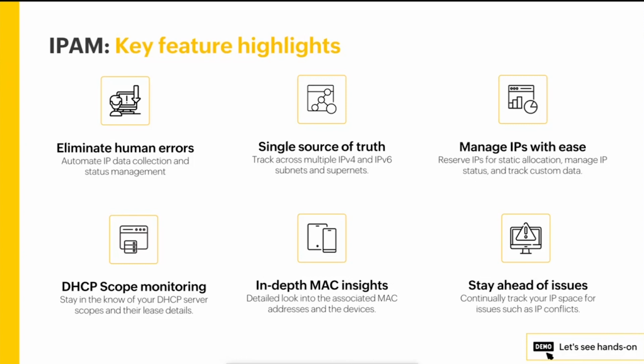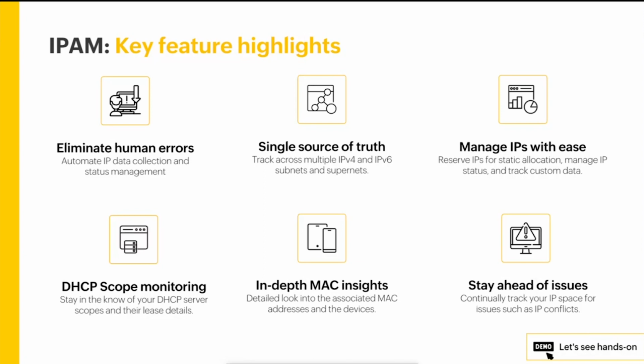You can even add custom columns in case you want to track custom data regarding a particular subnet or an IP. So the next feature highlight is the DHCP scope monitoring. Because let's face it, there aren't many networks out there that do not rely on DHCP servers. DHCP servers have become an integral part of IP address space allocation and management, and it's a good thing too because you get the flexibility of dynamically allocating your IPs and deallocating your IPs whenever you need.